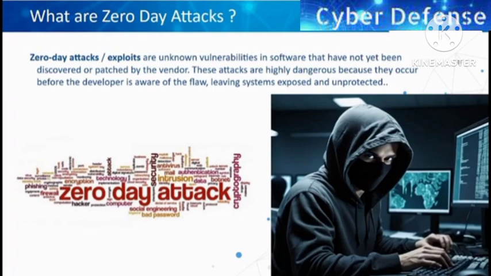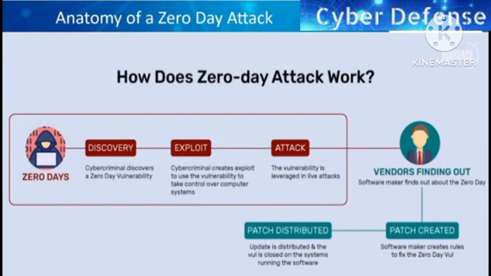So zero-day attacks or exploits are unknown vulnerabilities in software that haven't yet been discovered or patched by the vendor. These attacks are highly dangerous because they occur before the developer is aware of the flaw, leaving systems exposed and unprotected. Now how does a zero-day attack work? Or what is the anatomy of a zero-day attack?